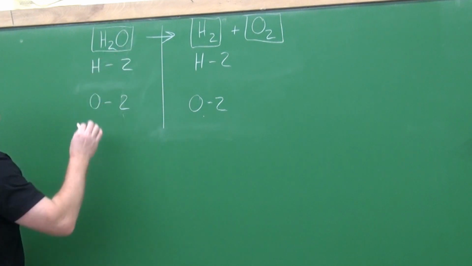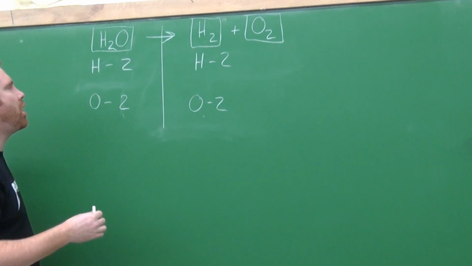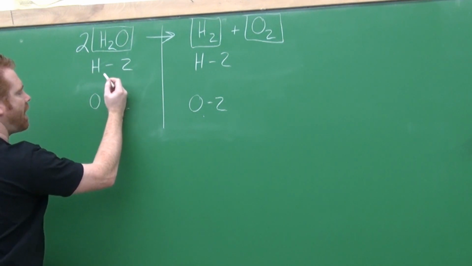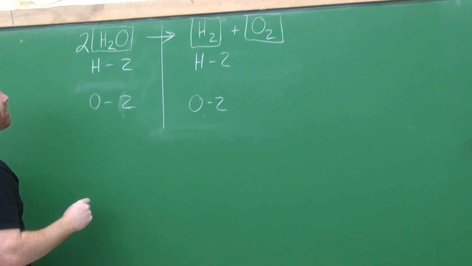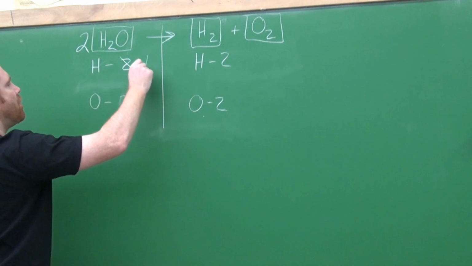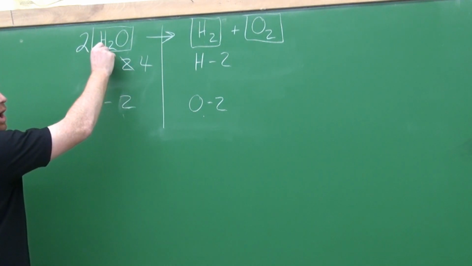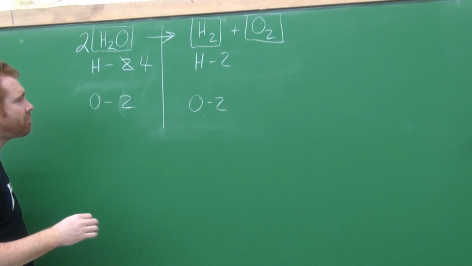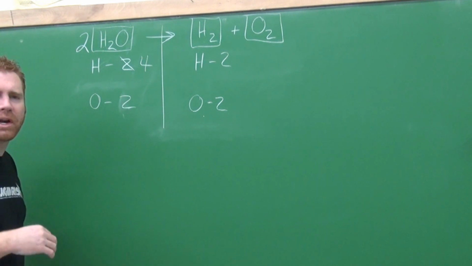So I need 2 oxygens. So what number out front would give me 2 oxygens? Well, if I put a 2 out front, so the coefficient 2 would now mean that I have, in fact, 2 oxygens. However, that also changes things, and now instead I have 4 hydrogens, because there's 2 hydrogens in each molecule, and I have 2 molecules.